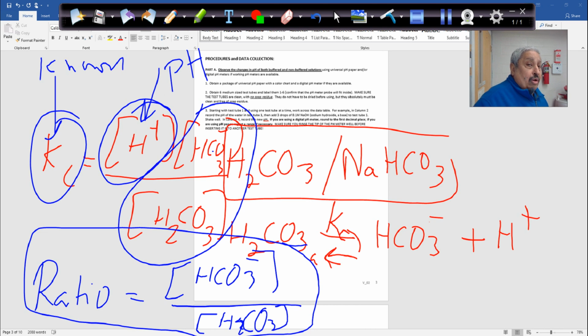Now, we will add today just 3 drops. How about if I add 100 drops or a couple milliliters? Do we have a buffer? No. There is something called buffer capacity. The buffer capacity is the amount. If this ratio is overwhelmed by the amount of the acid or the base you are adding, then there is no more buffer. The solution will turn acidic, depending on the amount of acid, or basic, depending on the amount of base. That's just lecture stuff, but at least you know what a buffer is.